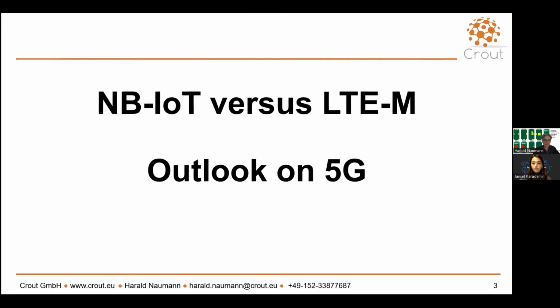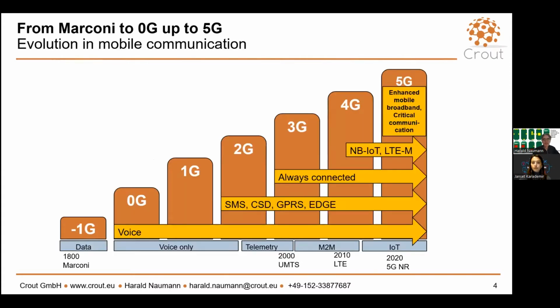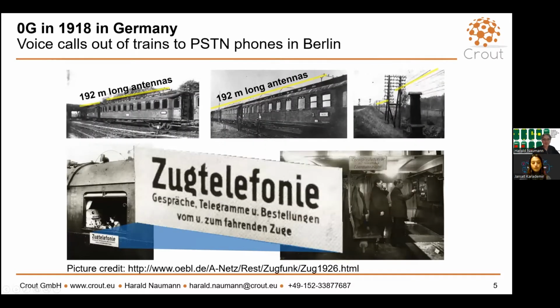As told, the first part is comparing narrowband IoT and LTE-M. First of all, a little bit of history. We are already in the world of 5G because narrowband IoT and LTE-M are integrated in the 5G world. And before that we had 4G, 3G, 2G, 1G, and 0G. 0G was voice, and I made only 1 slide for this.